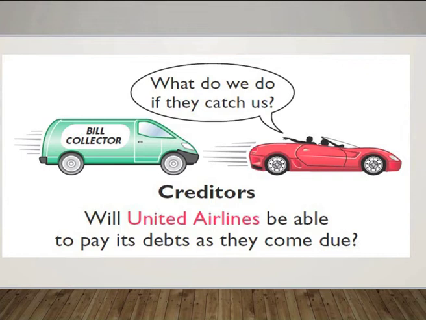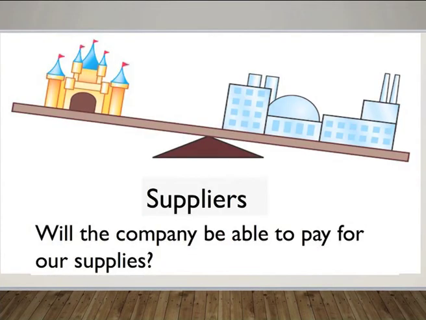See, for example, will United Airlines be able to pay its debt as they come due? Creditors always supply goods to the business on a credit basis, and if they keep on supplying goods on credit to the companies and the companies are not able to pay back the creditors, then they are going to suffer a loss. So creditors take this kind of decision by studying the financial statements of the companies and seeing the ability of a company to pay back its creditors, and then accordingly they will lend money to the companies. Third one is suppliers.